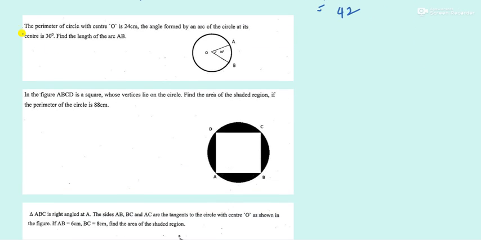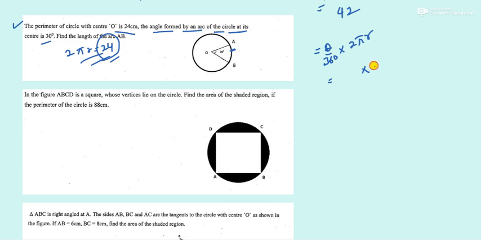Next question. The perimeter of a circle with center O is 24. So 2 pi r, they have given 24. And the angle formed by arc of the circle at center is 30 degree. Okay. Then length of AB is what? Okay. So you can just write. What is the formula? Theta by 360 into 2 pi r. Correct. So directly they have given this 2 pi r. Isn't it? 24 they have given. So no need to find radius and all.